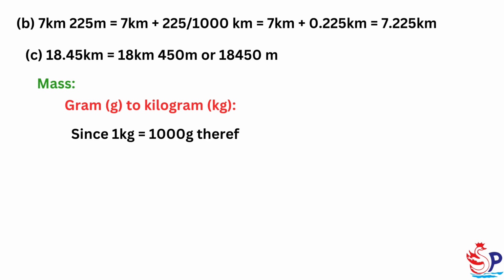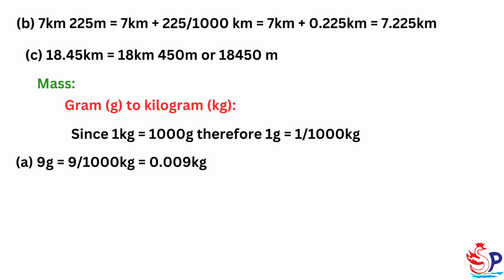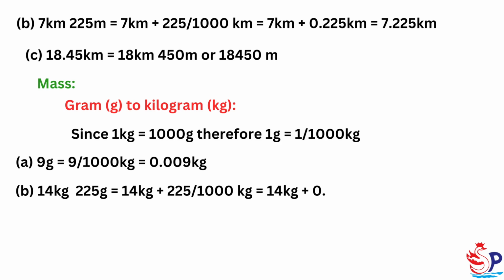Mass. Gram, g, to kilogram, kg. Since 1 kilogram equals 1,000 grams, therefore 1 gram equals 1/1000th of a kilogram. A. 9 grams equals 9 divided by 1,000 kilograms equals 0.009 kilogram. B. 14 kilograms 225 grams equals 14 kilograms plus 225 divided by 1000 kilograms equals 14 kilograms plus 0.225 kilograms equals 14.225 kilograms.